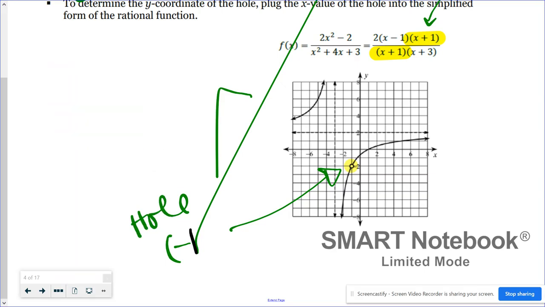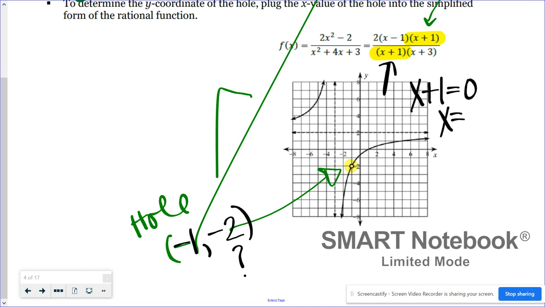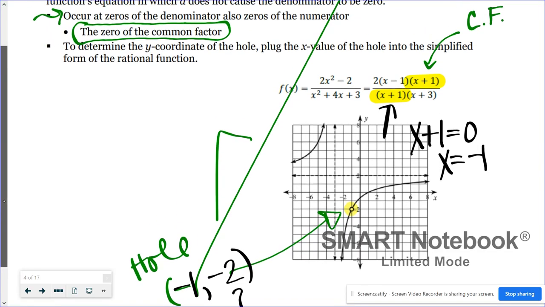An x value of -1. And I can also see that the y coordinate's -2. So you might be wondering, where are they getting that -2 from? Because clearly I can see where they're getting the -1 from. If I take x plus 1 and set it equal to 0, I get -1. But as far as the -2 goes, that's what I'm seeing in my graph.